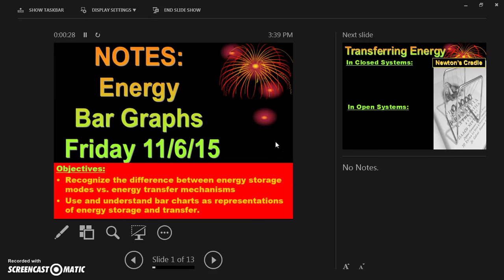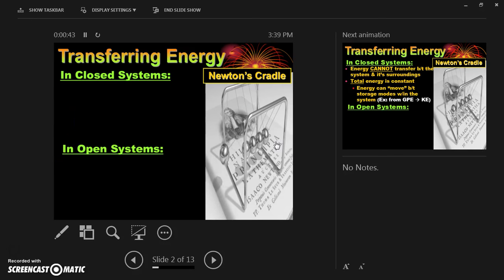Today we're going to be talking about energy bar graphs as a continuation in Unit 5, and hopefully those energy storage modes have been reinforced so now that we can move along and do something with them. Starting off, we want to discuss the two types of systems.